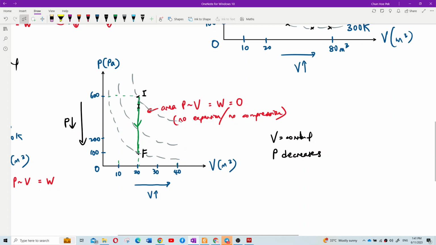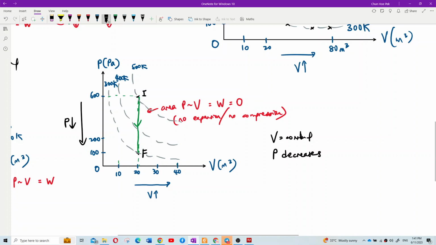Which one has higher temperature, initial or final? You just catch yourself and find out yourself. Of course, the initial one has higher temperature. Maybe this one is 500 Kelvin, this one is 400 Kelvin. Nearer and nearer to the axis becomes lower temperature. So the final has the lower temperature, the initial has a higher temperature. That means this process going down is cooling down. Cooling down, pressure decreases also.